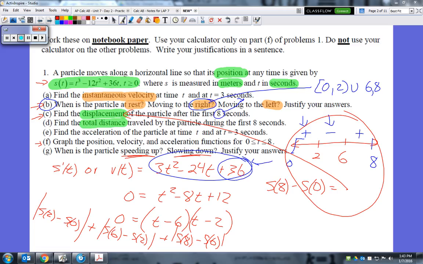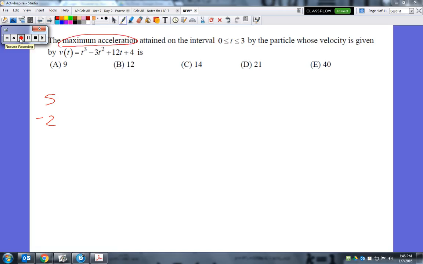Cool. Alright, so now for bonus points. Let me pause this. There we go. This is a good precursor to what we're about to do starting tonight. Optimizing functions.